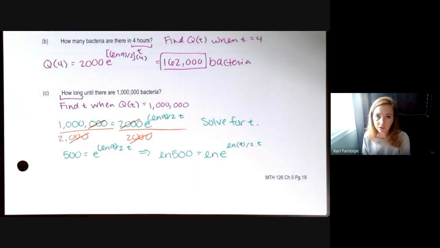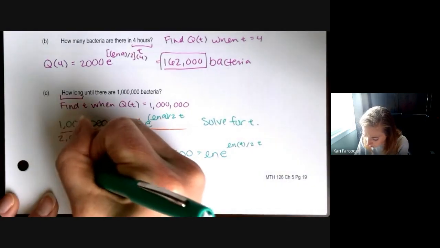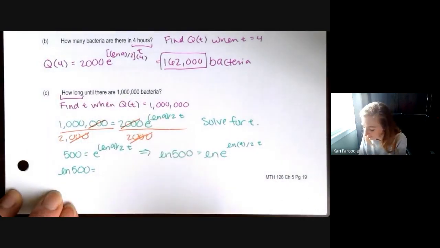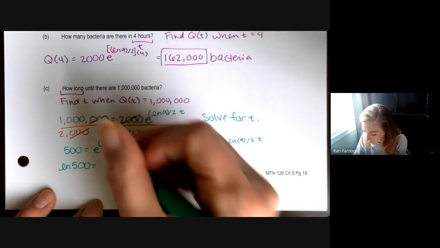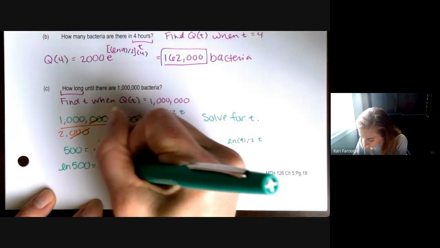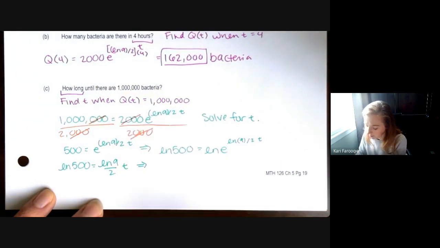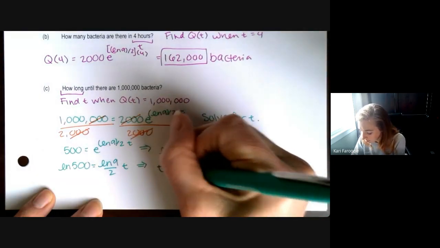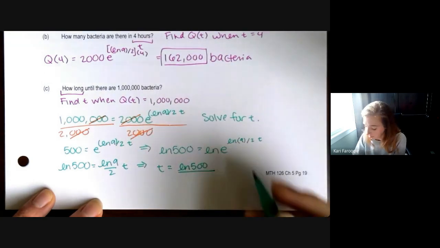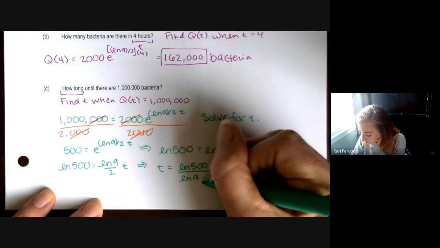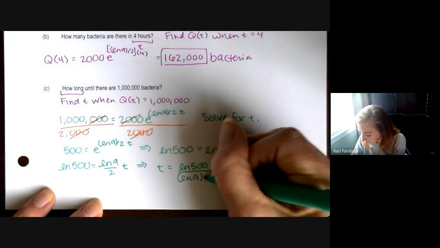You're going to get used to doing this. These are initial problems that we're working on here, so I'm showing every single step. I'll probably start skipping that step pretty soon. So our exponent is ln 9 over 2 t. If I want to get t by itself, in that case, I'm going to say that t equals ln 500. I'm going to divide both sides by ln 9 over 2.